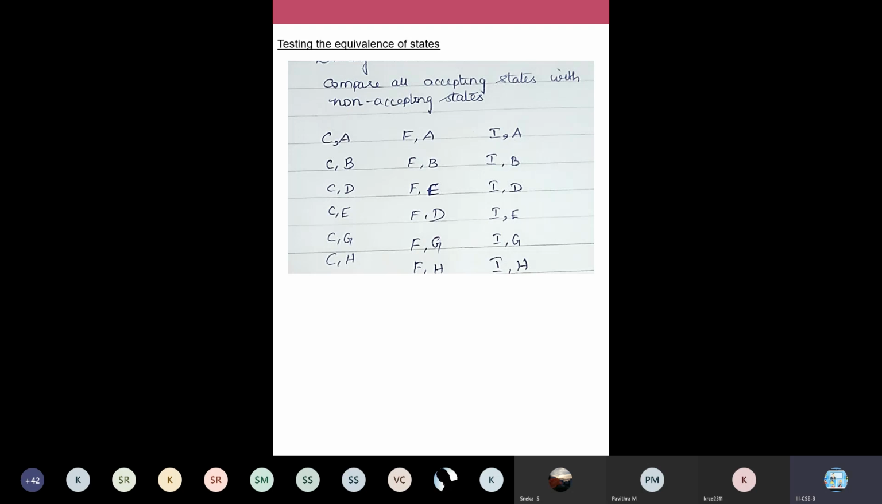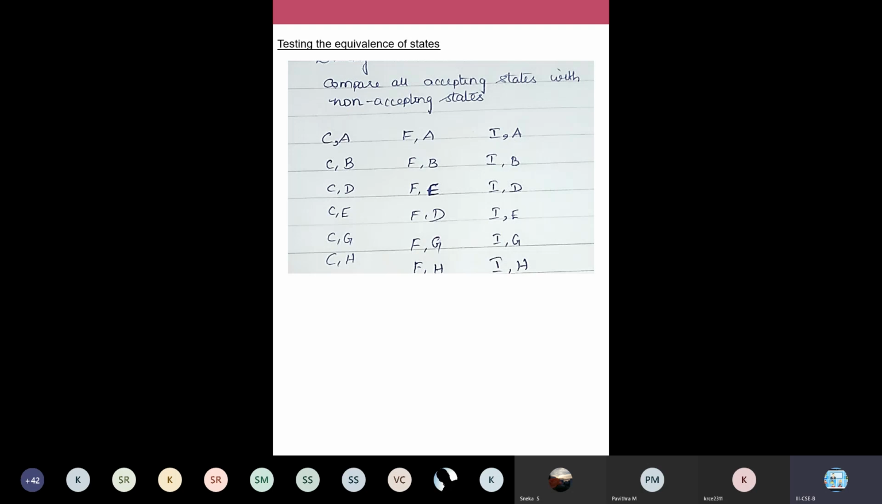So C, F, I, they're all accepting states, is it not? So I'm comparing C with all other non-accepting states. So compare C with A, C with B, C with D, C with E, C with G, and C with H. Compare C with all non-accepting states. So remember, I'm comparing accepting and non-accepting.